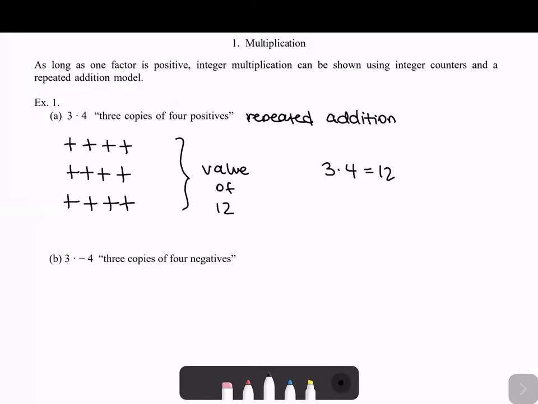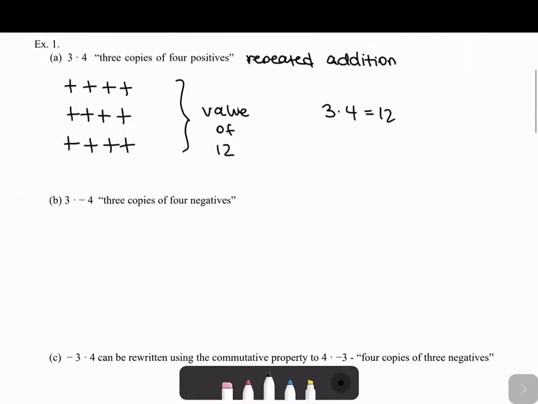Because we had one positive integer, one natural number, as a factor in this product, we can just write it using 3 copies. Similarly for part B, now we have 3 times -4, so we just have 3 copies of 4 negatives. So we can do this using repeated addition. Oh, sorry, I said repeated subtraction at first. That is not correct. This is repeated addition.